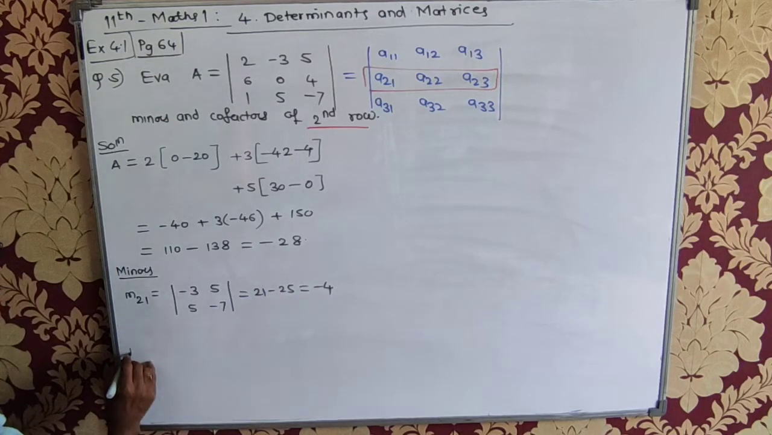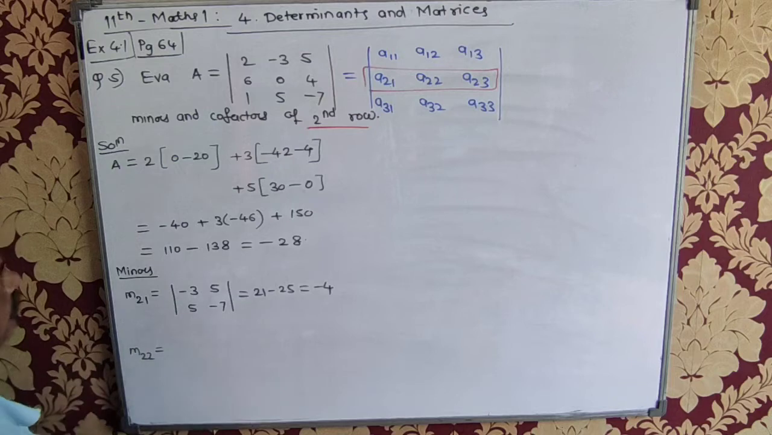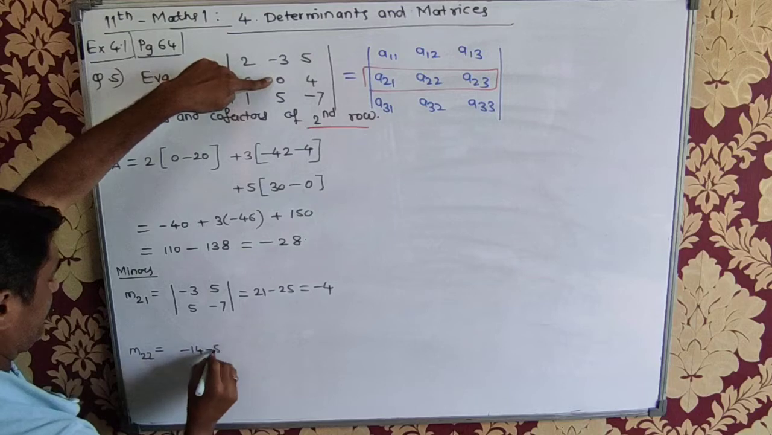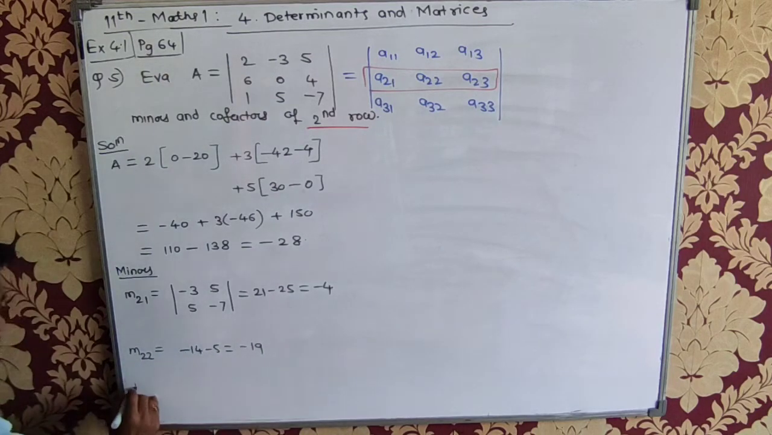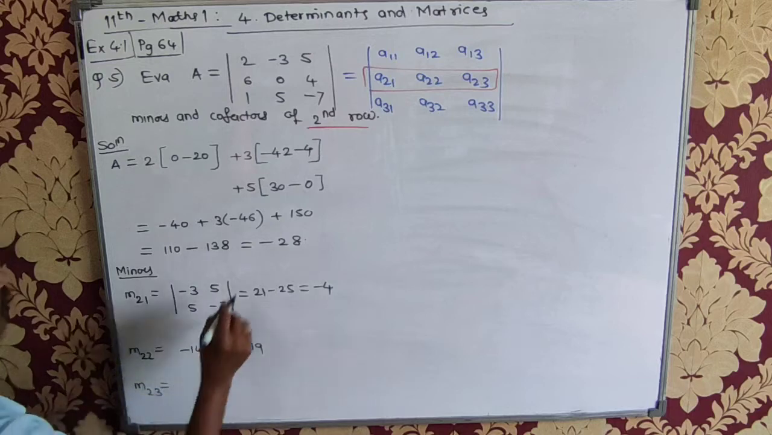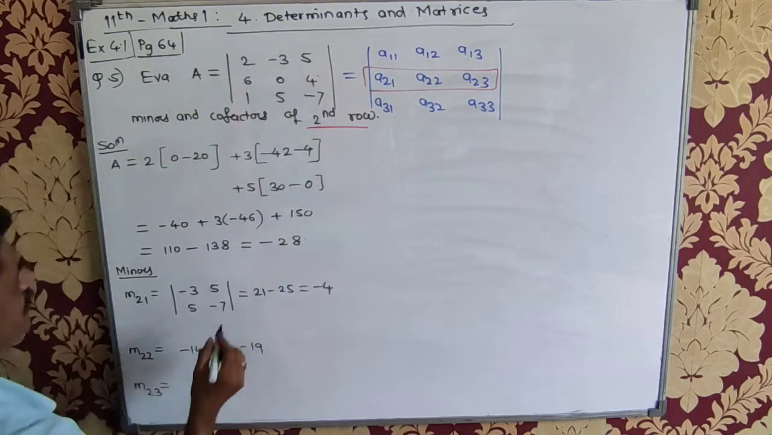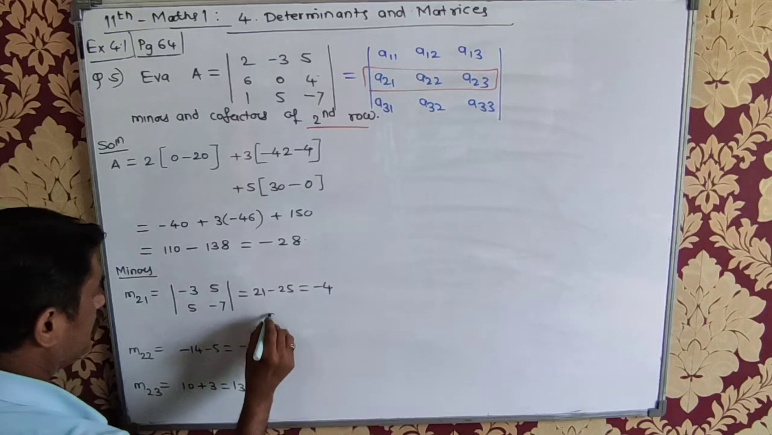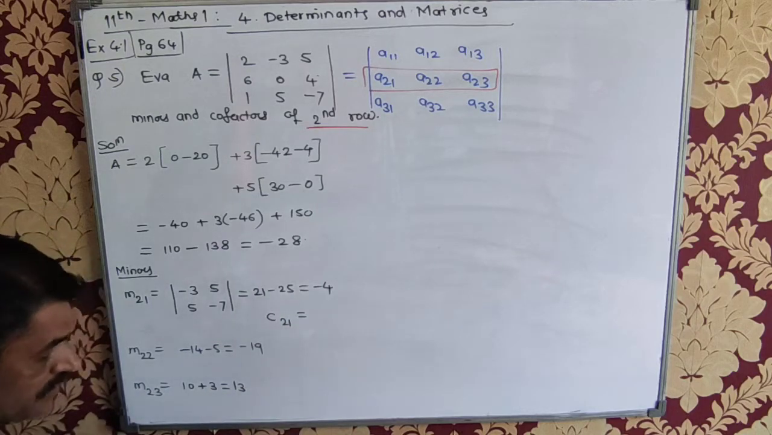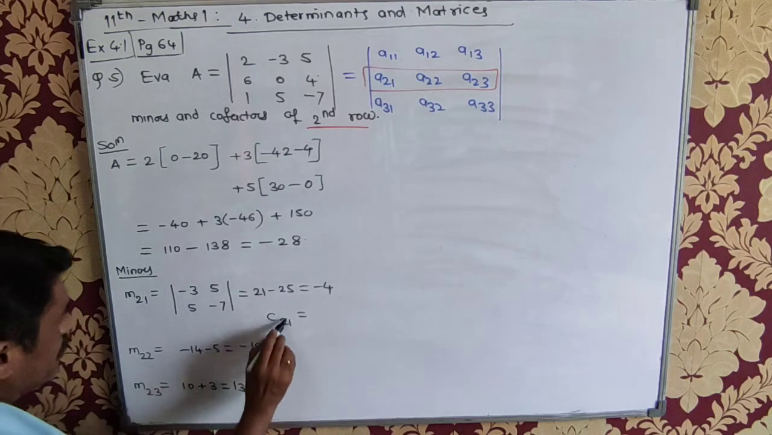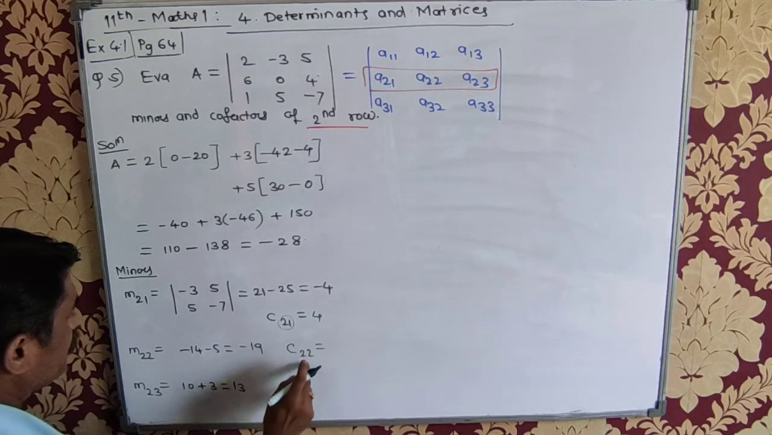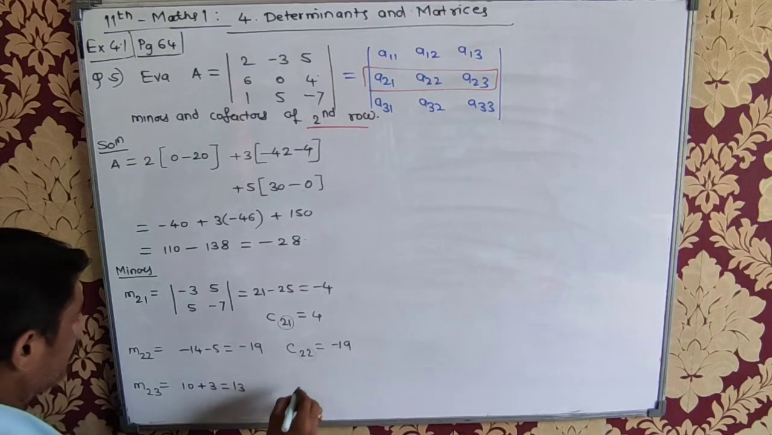Correct? Similarly, minor M22: 14 minus 5, that is equal to minus 19. And the minor M23, this one, 10 minus minus 3, 10 plus 3, 13. Now the cofactors. C21, cofactors. C21 क्या होगा? 2 plus 1 is 3, odd number. तो ये क्या बनेगा? Plus 4. C22: 2 plus 2 is 4, even number. This will be as it is, minus 19. And C23 is again odd number, minus 13. This will become minus 13.